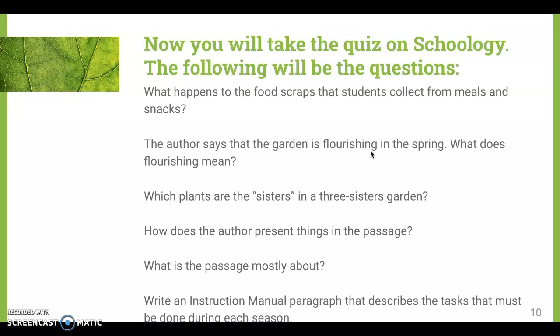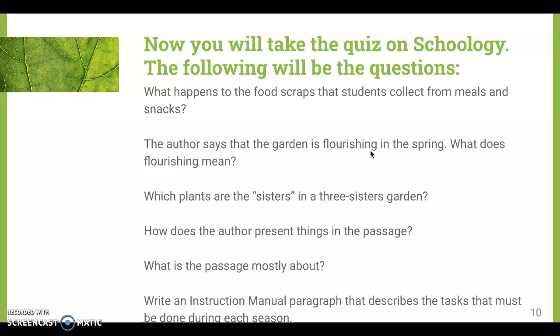The following will be the questions. What happens to the food scraps that students collect for meals and snacks? The author says that the garden is flourishing in the spring. What does flourishing mean? Which plants are the sisters in a Three Sisters garden? How does the author present things in the passage?